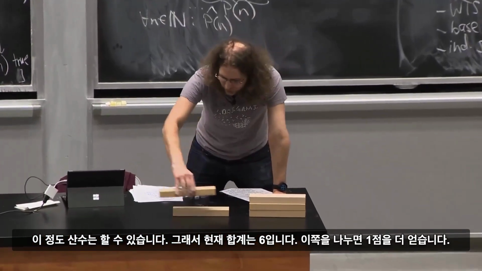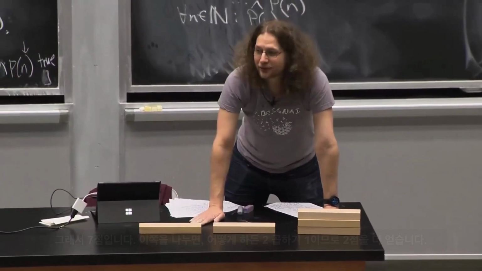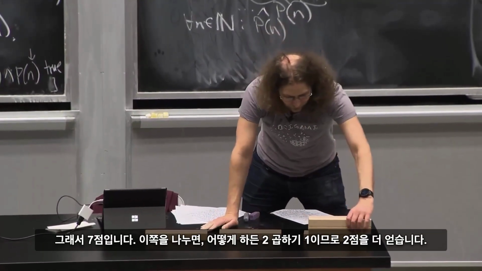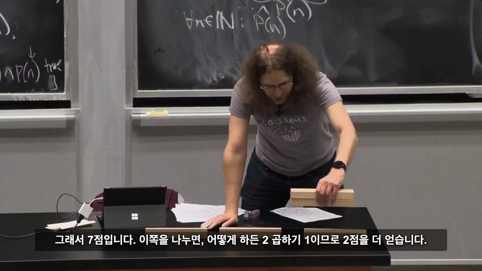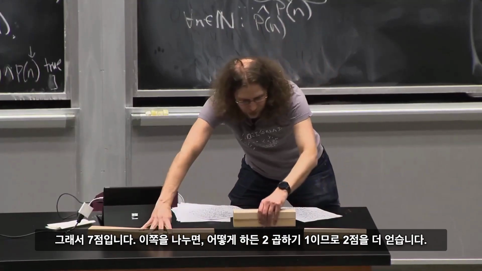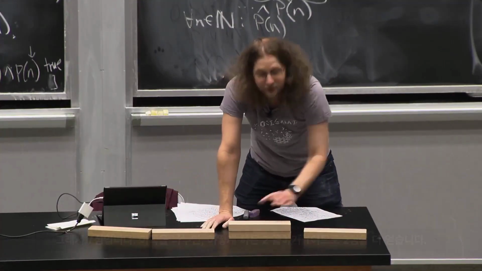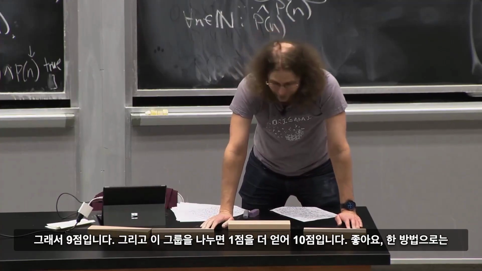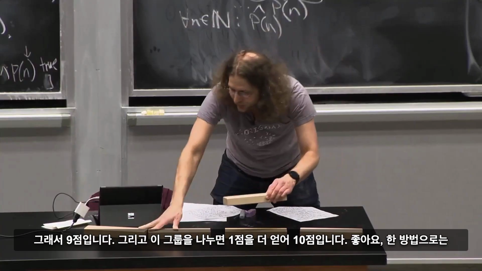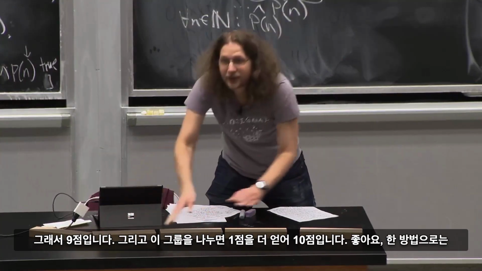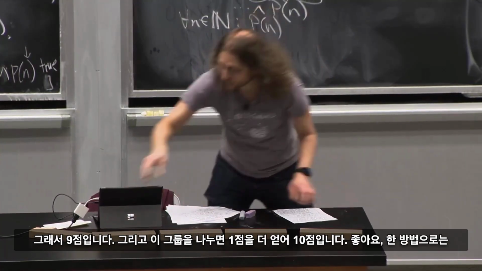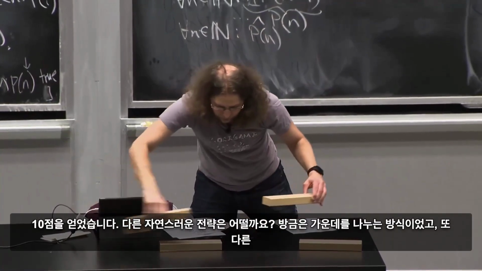When I split this one, I get 1 more point. That's 7. When I split this one, doesn't matter how I do it, I get 2 times 1. So that's 2 more points. That's 9. And when I split this group, I get 1 more point. That's 10. Okay, so one approach gives me 10 points.